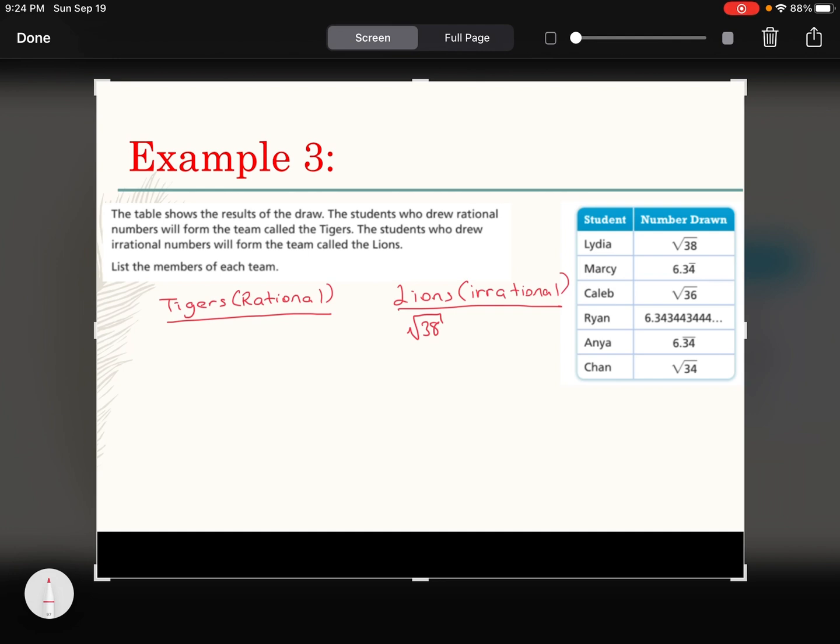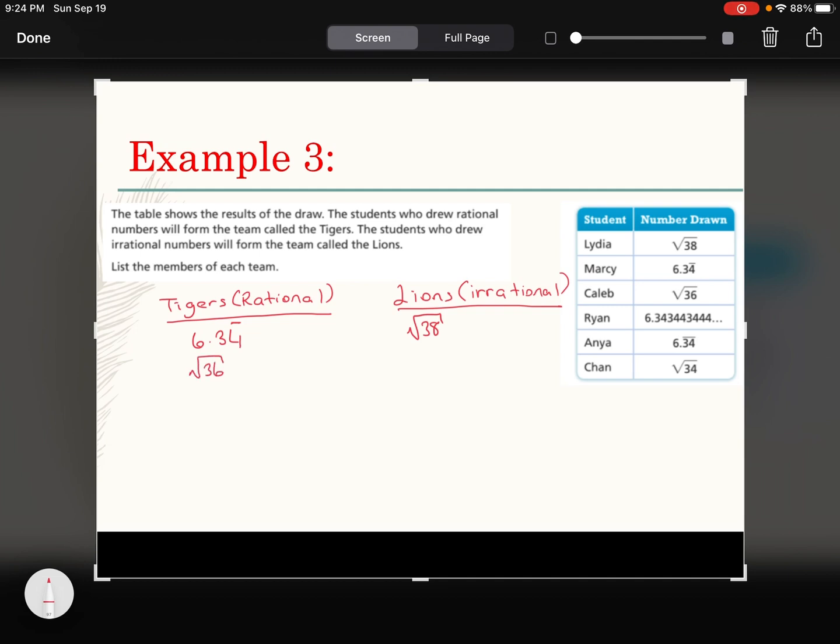Mercy, 6.34, 4 is repeating. Remember guys, repeating decimals and terminating decimals are rational numbers. So 6.34, 4 is repeating. It's a rational number. Caleb, square root of 36. So guys, 36 is a perfect square, right? 6 squared gives us 36. So if it's a perfect square, we call it a rational number.